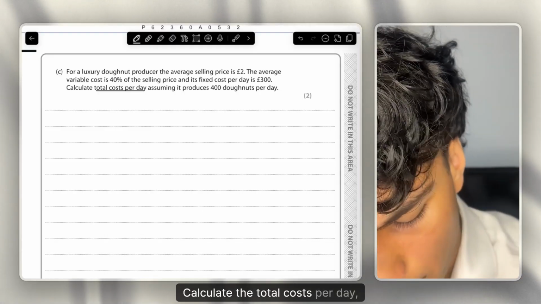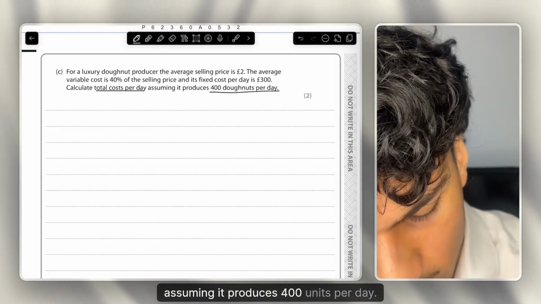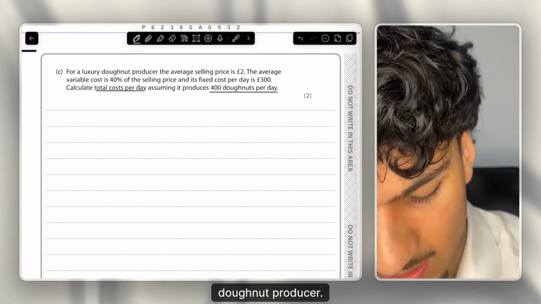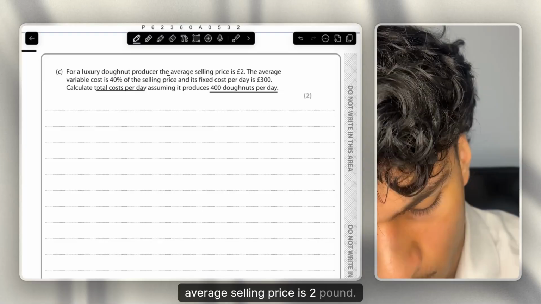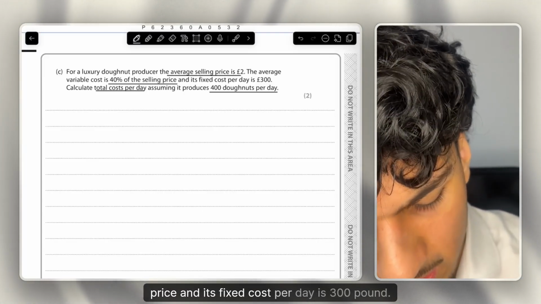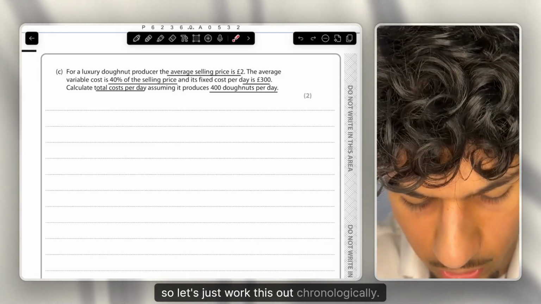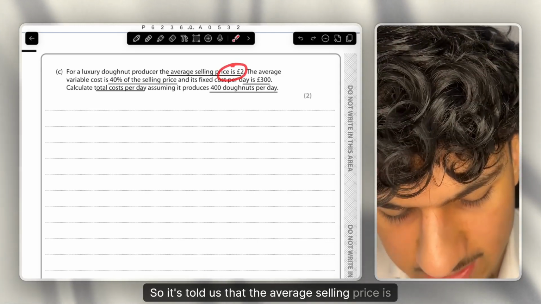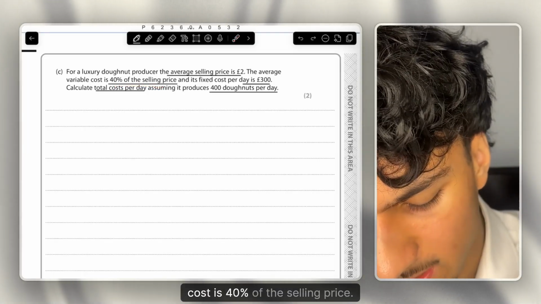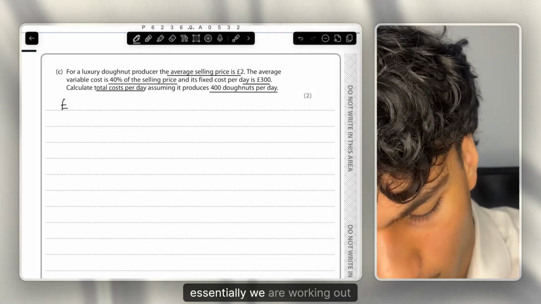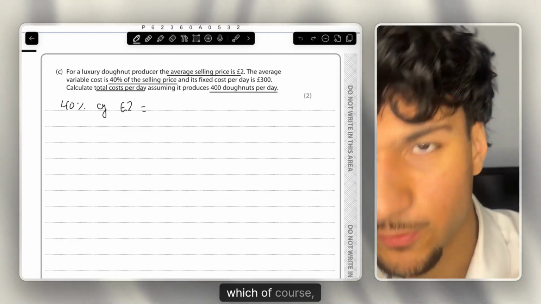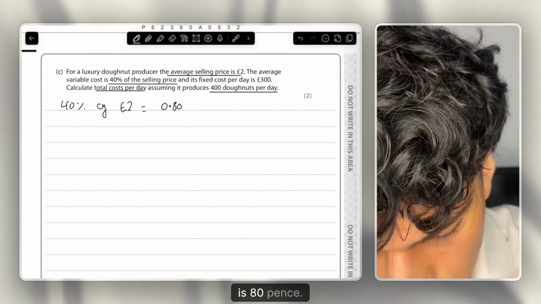Calculate the total costs per day, assuming it produces 400 units per day. So total cost, but let's have a read of the stimulus. For a luxury donut producer, the average selling price is £2. The average variable cost is 40% of the selling price, and its fixed cost per day is £300. So let's work this out chronologically. The average variable cost is 40% of the selling price, so we are working out 40% of £2, which, thankfully, I would not need a calculator for, is 80 pence.